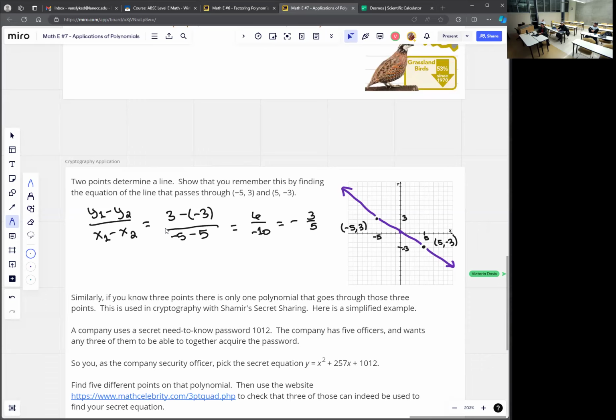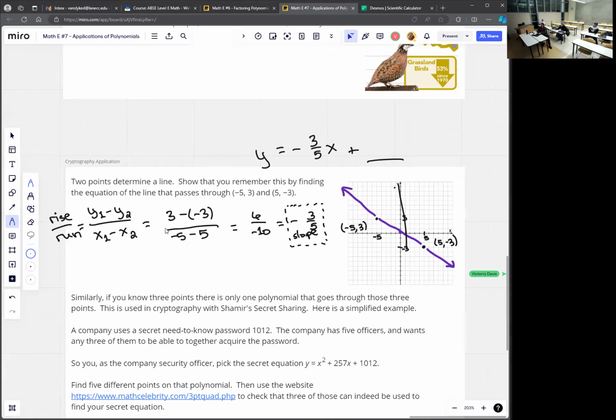So what is that negative 3/5? It's not the whole equation. Your rise and run. Your slope. That's the slope. Okay, is that ringing bells for people? It's been a few weeks. Good memory. Okay, so my equation is going to be y equals negative 3/5 x plus some number there.